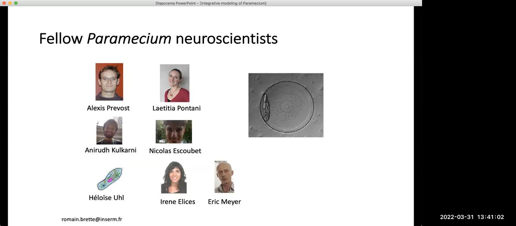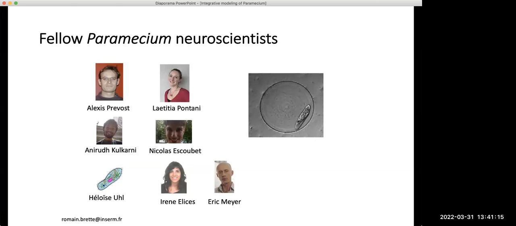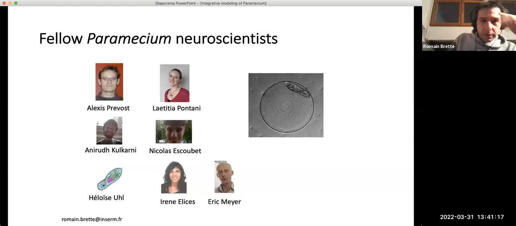Sorry, one last question. Is this through calcium transient? Is this through intracellular calcium transient? How do you coordinate this movement? Yeah. So as I said, the action potential is calcium based. So the calcium channels are located in the cilia, not in the main membrane.